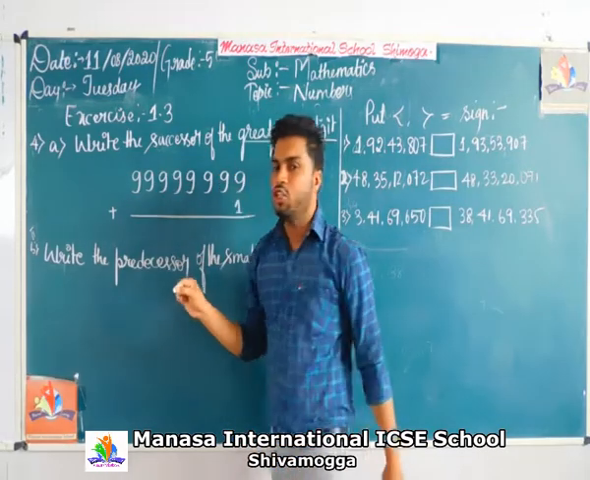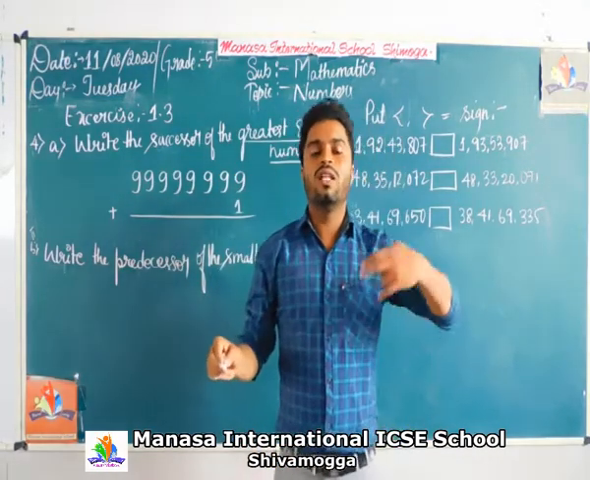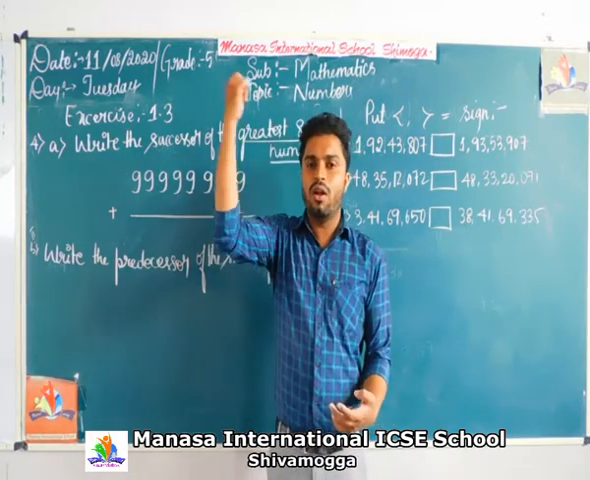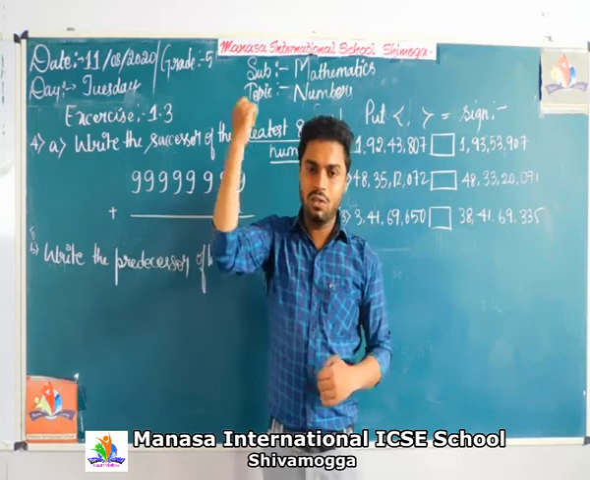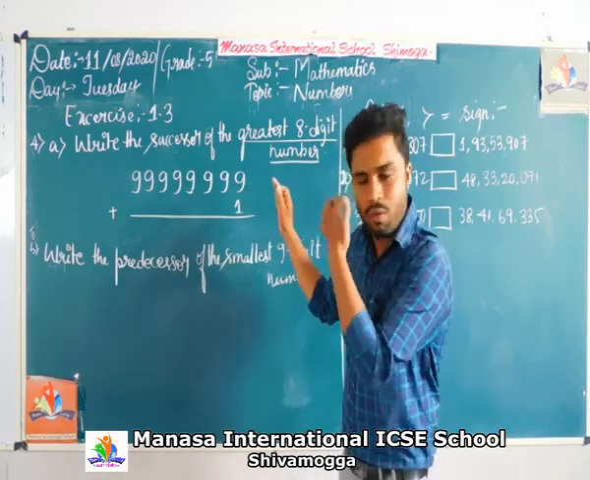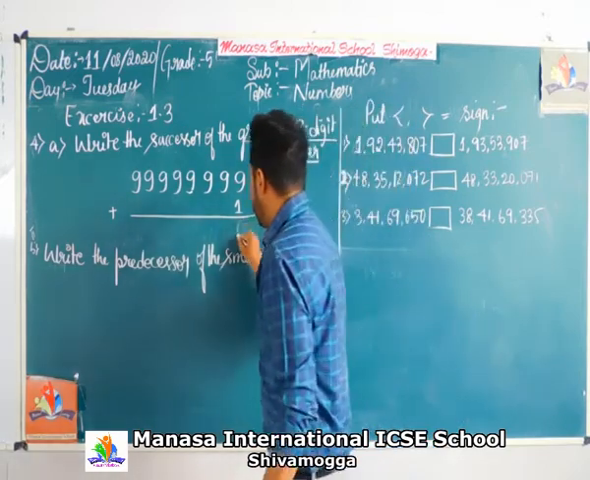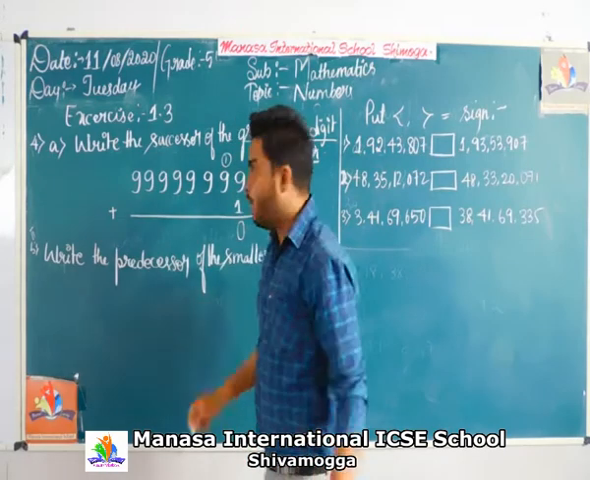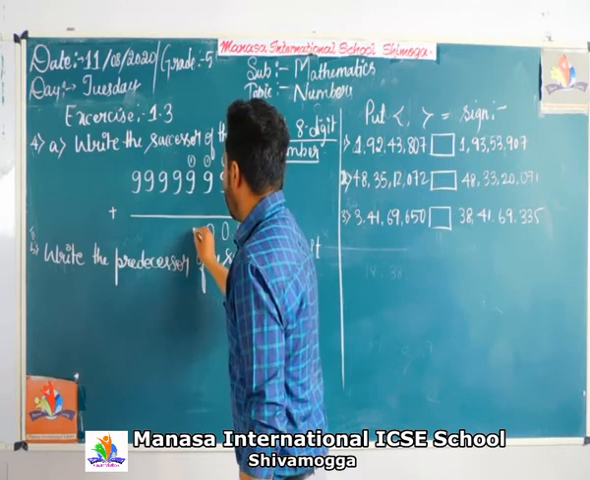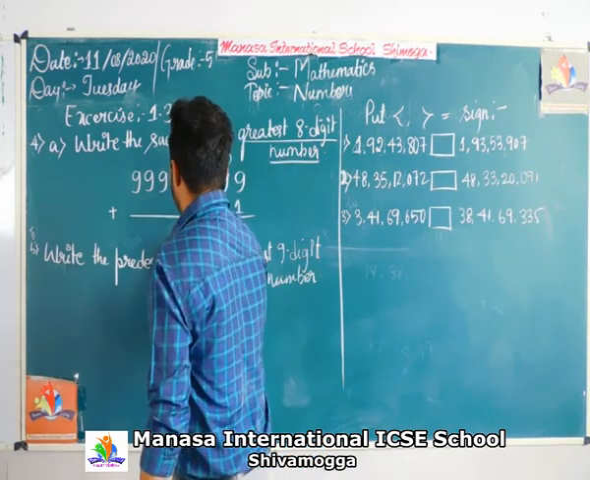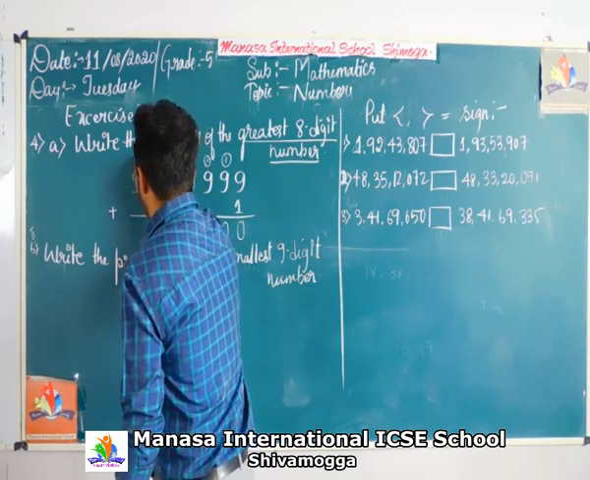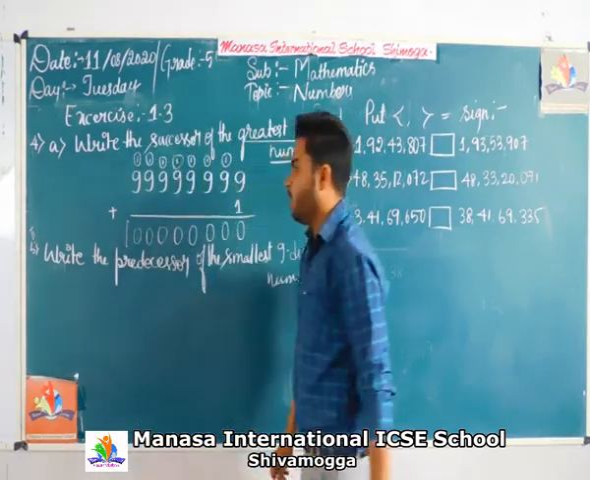Please students, make sure that while adding or subtracting, while counting the place value, you need to start from your right hand side. This is your right hand side. You are going to start from here. 9 plus 1, 10, 1 carry. And again 9 plus 1, 10, 1 carry. 9 plus 1, 10, 1 carry. 9 plus 1, 10, 1 carry. 9 plus 1, 10, 1 carry. And again 9 plus 1, 10, 1 carry. 9 plus 1, 10.